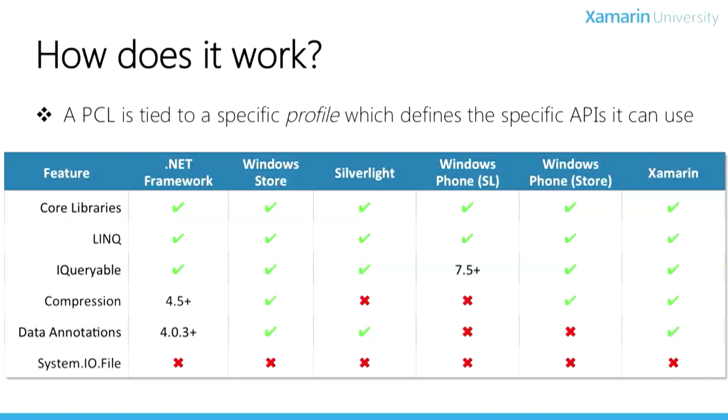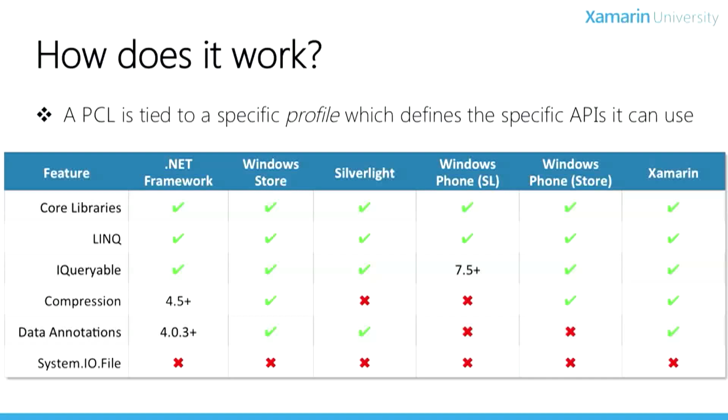You can get a sense for how this works by the presented table. This isn't a complete list of features, just some of the more popular ones. Notice that if we choose to support Silverlight, we lose access to the System.IO.Compression libraries. And if we choose to support Windows Phone Silverlight, we also lose access to data annotations and possibly IQueryable. That's a trade-off for allowing the PCL to be loaded on each of the platforms. Some APIs are not available and therefore can't be used.